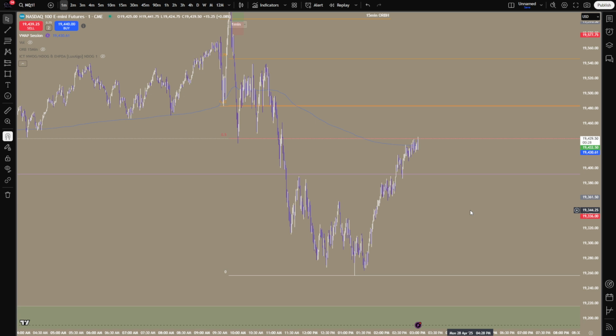Yes, Bryce, exactly, bro, right? The 15-minute ORB sitting exactly at the 61.8 retracement. That's perfect. That just adds more confluence to that being a key reversal point back down.